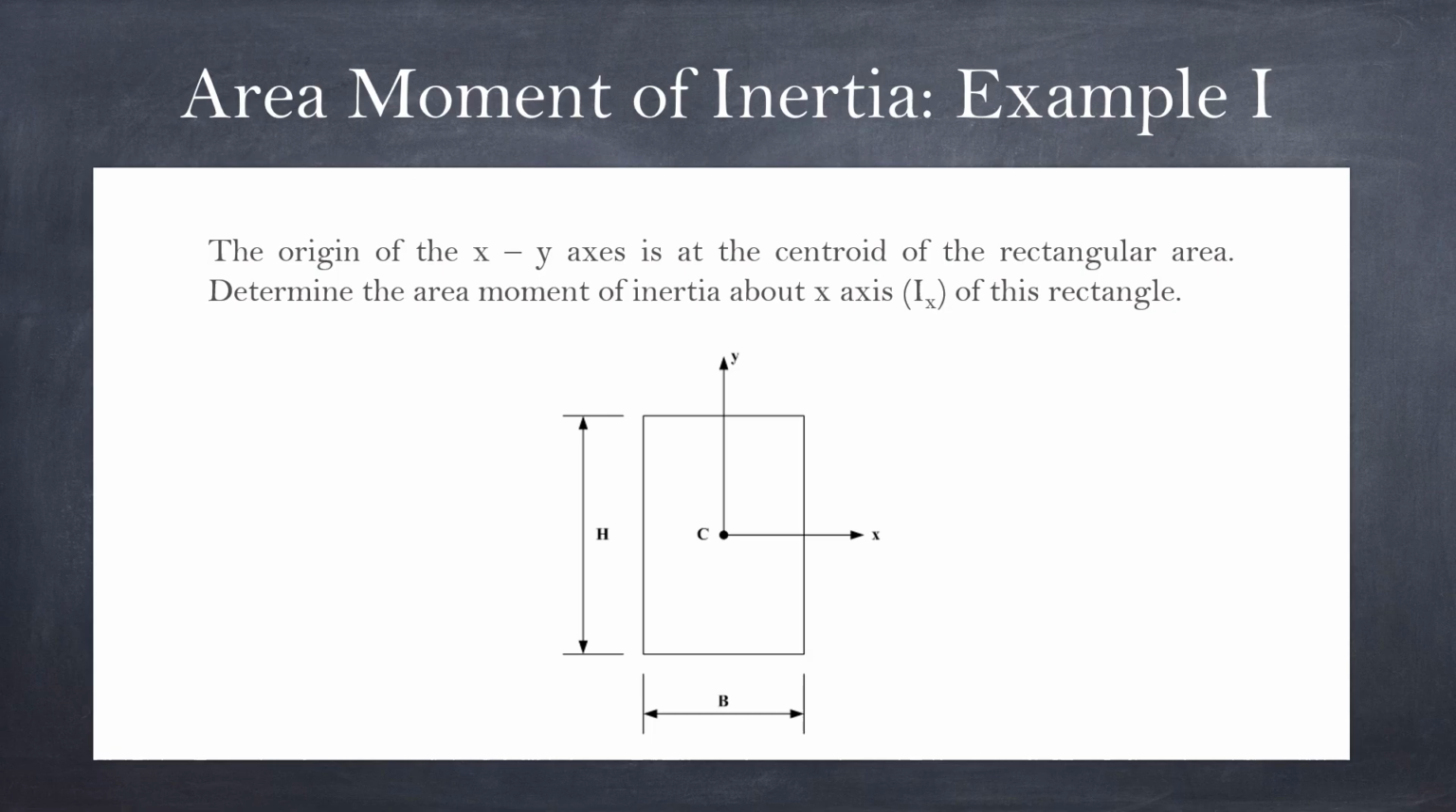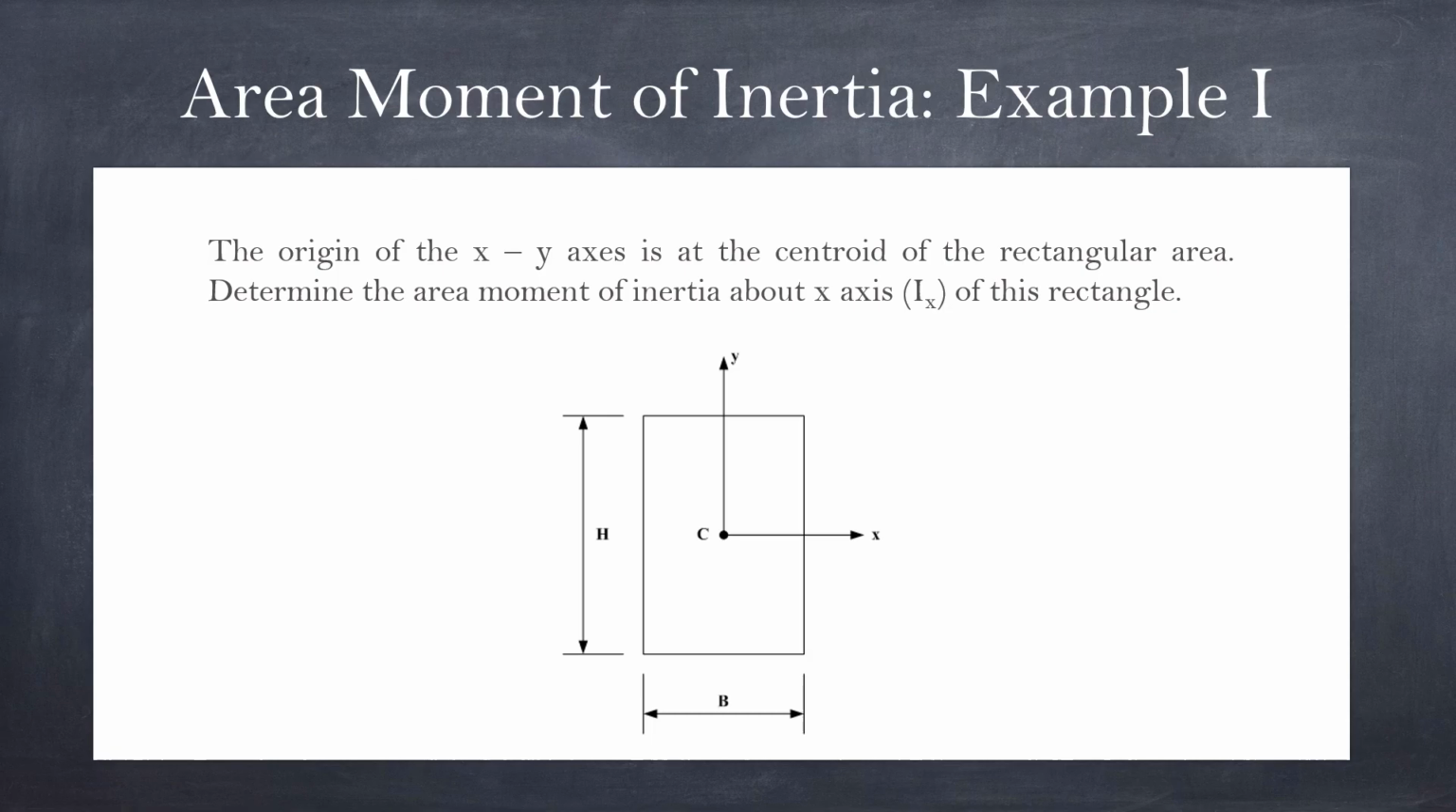So let's look at an example. Yeah, that's the definition. Now how are we going to use the definition? In this first example, they set up the origin of xy at the centroid of the area. This is a rectangle. The base is b and the height is h. And we determine the area moment of inertia about the x-axis, Ix, of this rectangle.